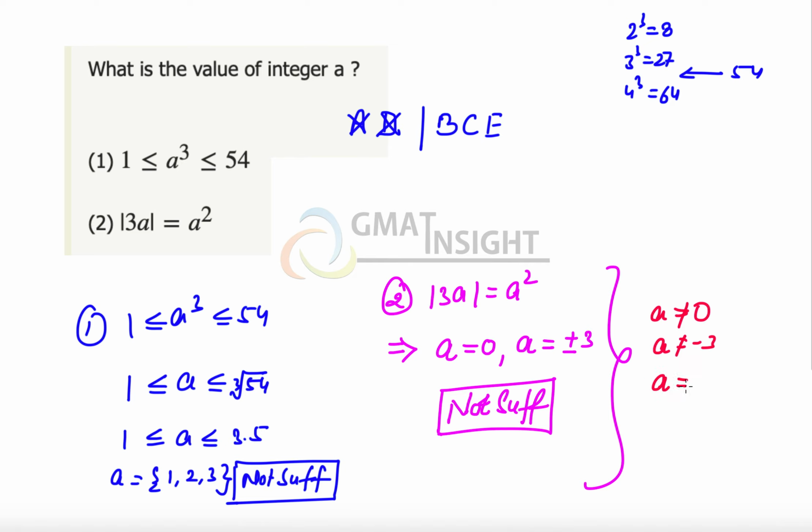That means after combining the two statements, we are sure that this information is sufficient to answer the question. Therefore, the answer to the question is option C.